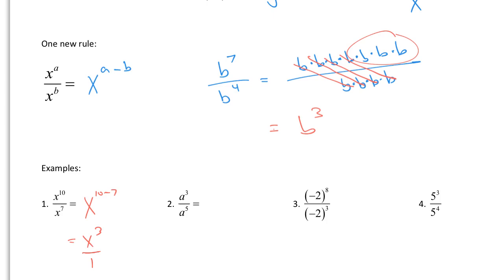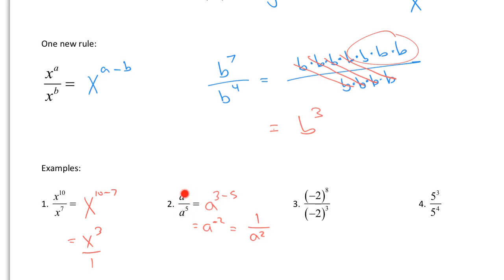In number 2, we have a to the 3rd over a to the 5th. So in this case, if I use the rule, I get a to the 3 minus 5, which is a to the negative 2. And we don't want to leave a negative exponent, so then I'm going to use my negative exponent rule, which says I should put it in the bottom. So it's 1 over a squared. In this case, we do need the 1. There's nothing left on top, so you can't leave a numerator empty. So we have to have a 1 in the spot of the numerator, 1 over a squared.